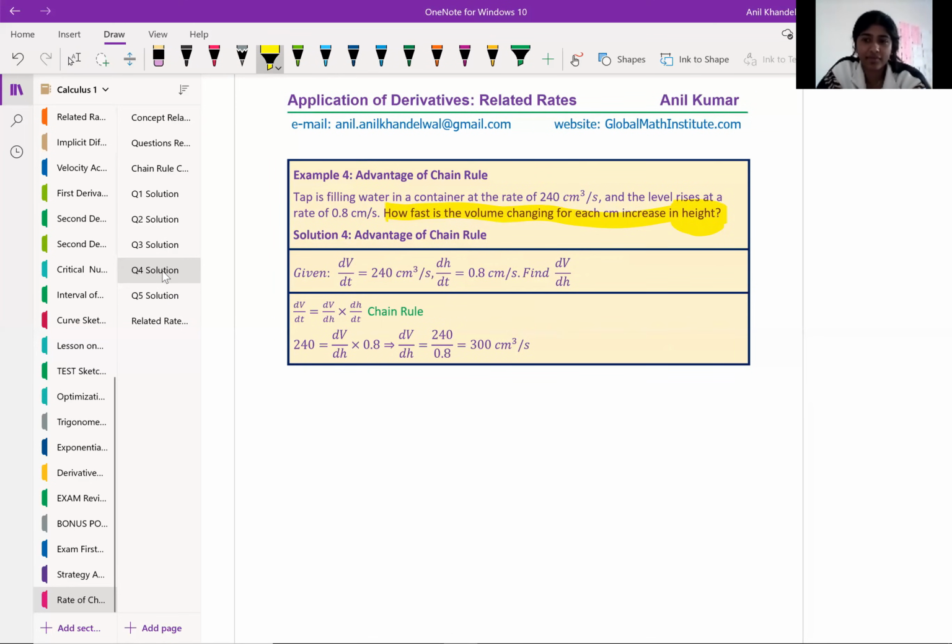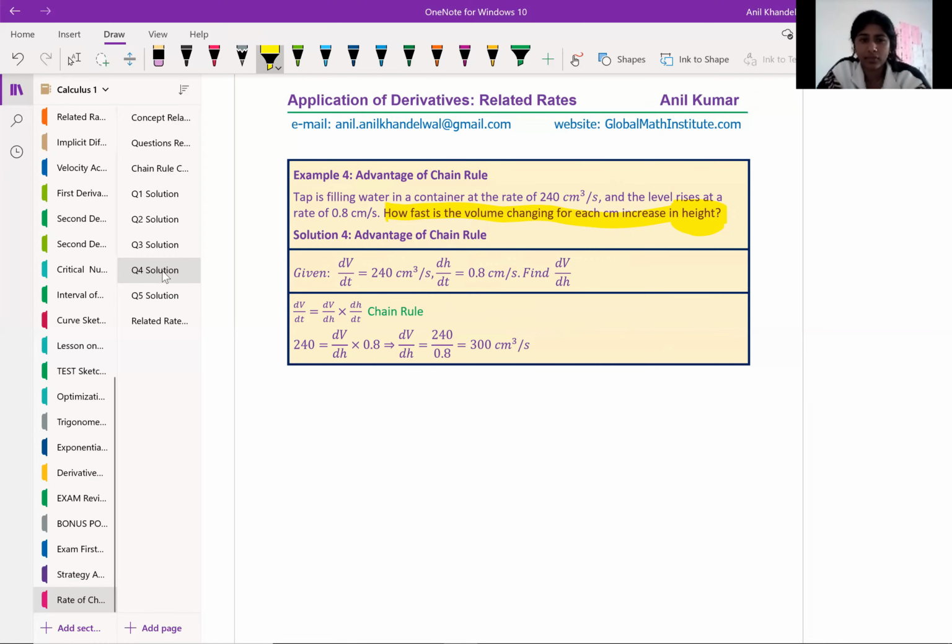You began with dy dx, dy dx, dy dx. All of a sudden, dy dt, dy dt, dy dt. And then the question is dy dh. So it's a kind of a difficult thing sometimes to switch. That's why I took these 5 examples. They have a lot of variation and you learn with each example.